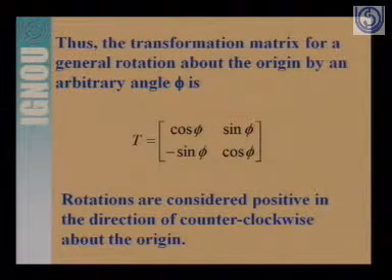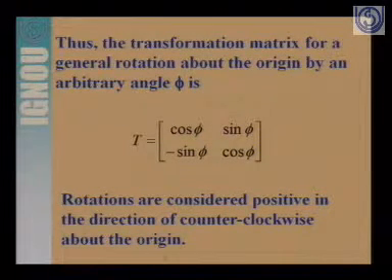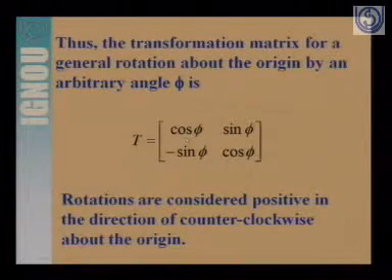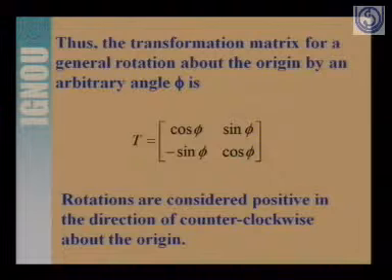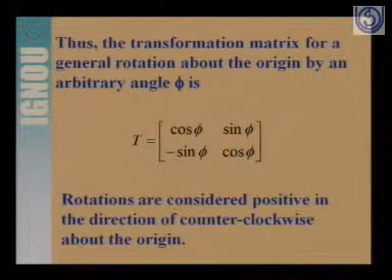Let us first discuss the initial aspects of computer graphics, that is translation, rotation, as well as scaling. Now, as we have already discussed, the transformation matrix is cos phi, sin phi, minus sin phi, cos phi, and rotations are considered positive in the counterclockwise direction about the origin. So here the rotation is being carried out with respect to the origin.